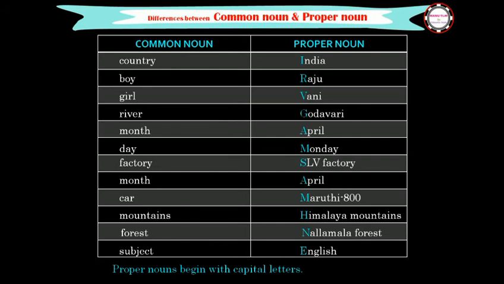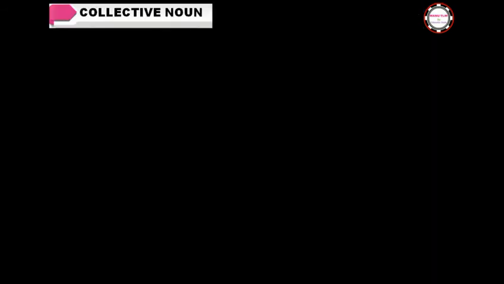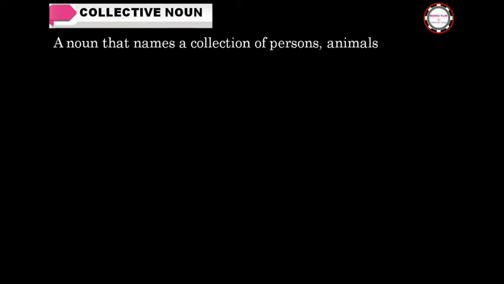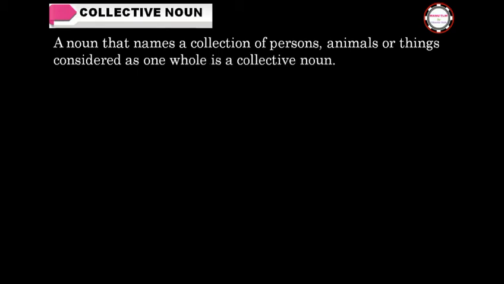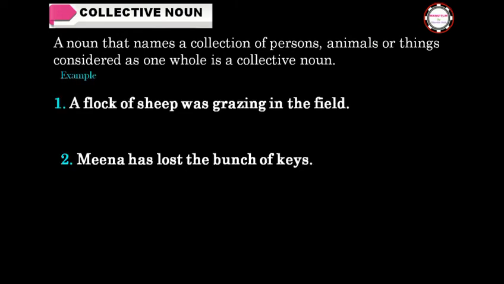Next, third one, collective noun. A noun that names a collection of persons, animals, or things considered as one whole is a collective noun. Observe the examples. A flock of sheep was grazing in the field. Here, flock of sheep is one noun, and field is one noun. Sheep are all one group, so it is a collective noun. The word flock is a collective noun.